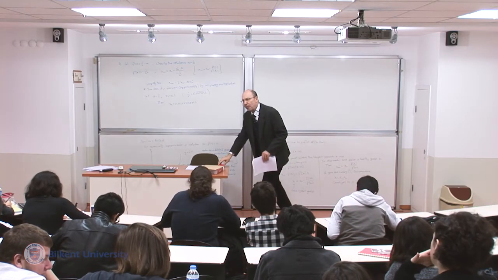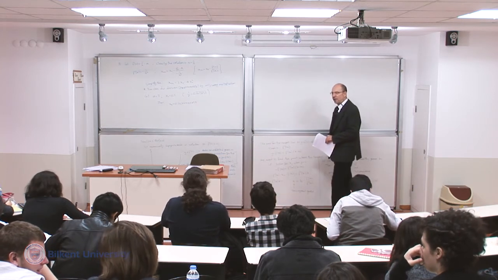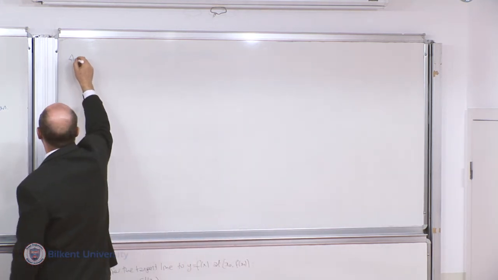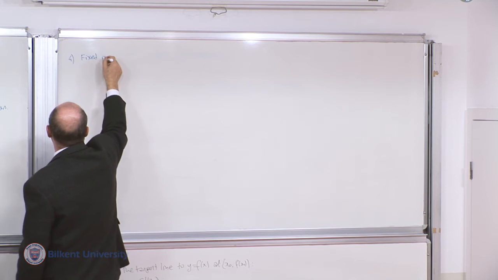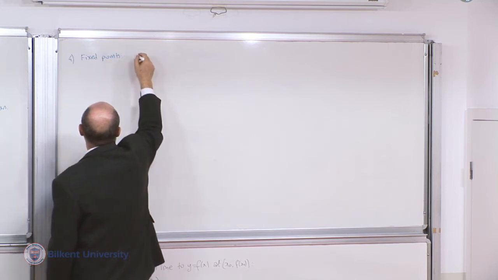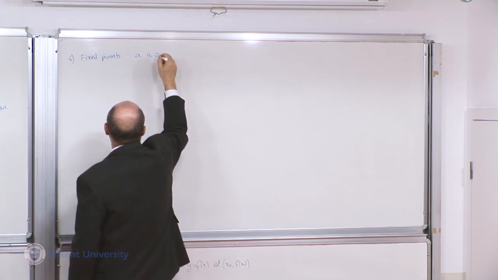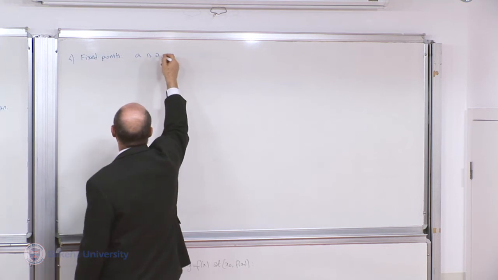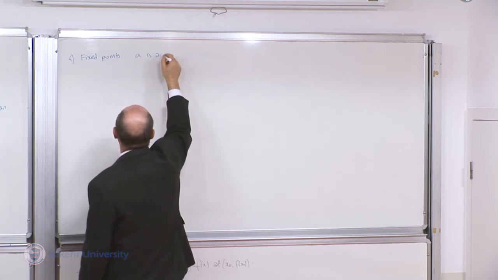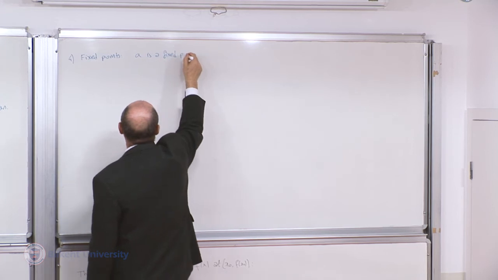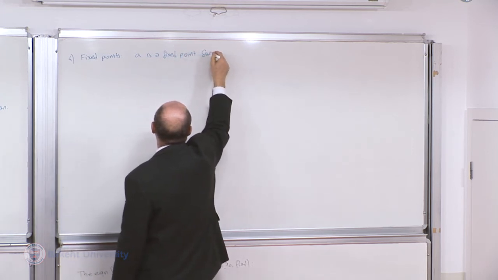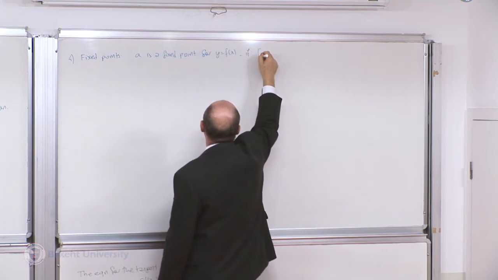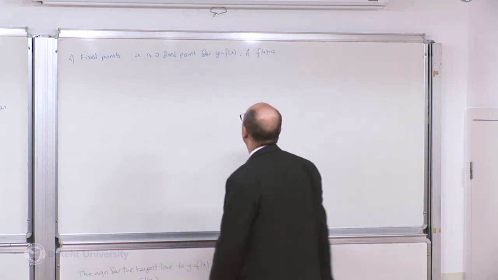So a fixed point is a point where the y equals x line intersects your graph. Okay, so fixed points. A is a number. This is italic A, this is Roman A. A is a fixed point for y equals f of x, or the function f of x, if f of a is equal to a.